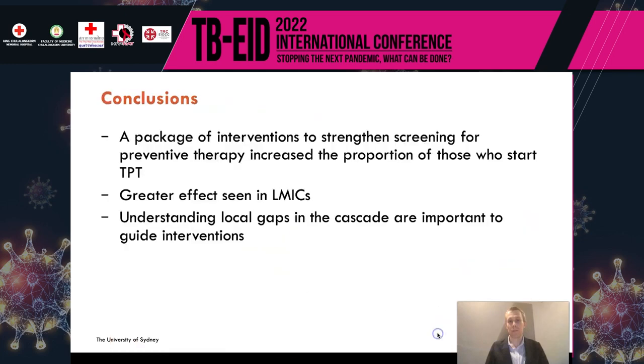Okay. So in summary, a package of interventions to strengthen screening for TB preventive therapy increased the proportion of people who start TB therapy, and there was a greater effect seen in lower middle income countries. And this is an example of a method that could be used in many other countries, including Thailand, to scale up latent TB therapy. And the methods are described in the paper that I've mentioned already by Olivia Oxlade and Dick Menzies et al.